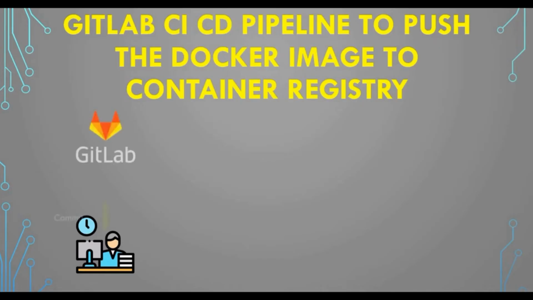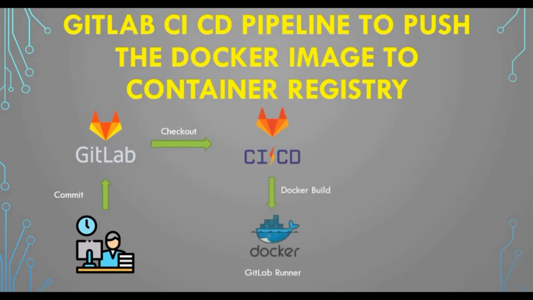So what it will be like, you have a commit, or you'll have your app in the GitLab repository. For this, we are going to use a Node.js application, and you'll have a GitLab CI/CD pipeline which will use that repository, and we will build the image, and we will be doing the build on a Docker GitLab runner. So we'll be using a GitLab runner.